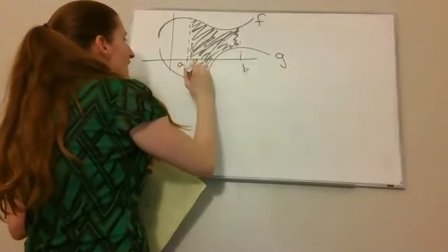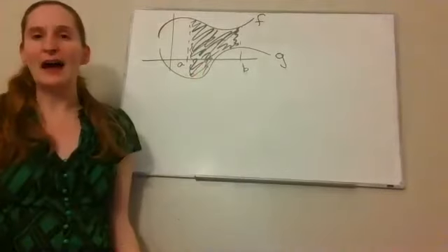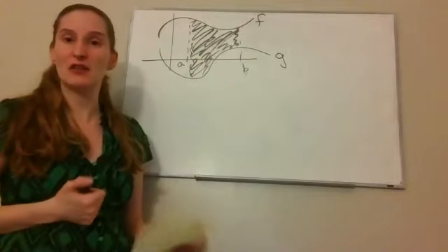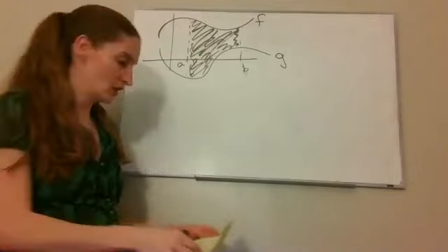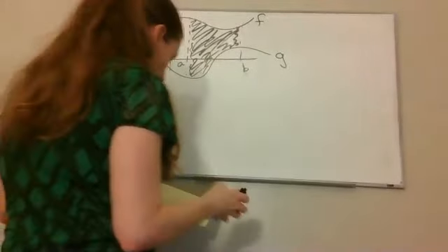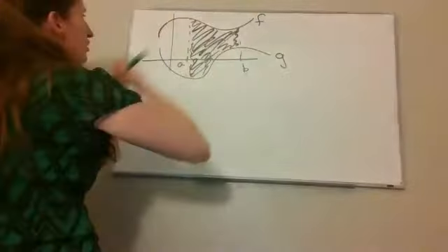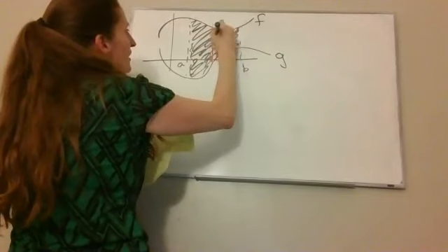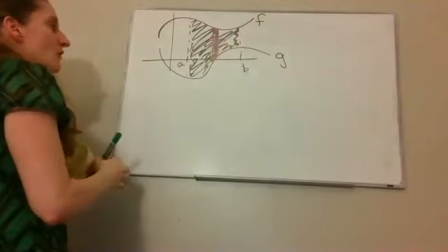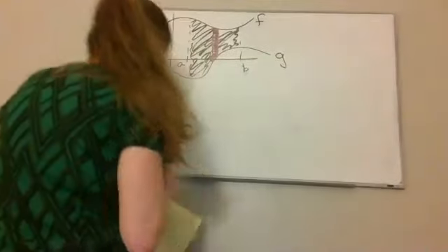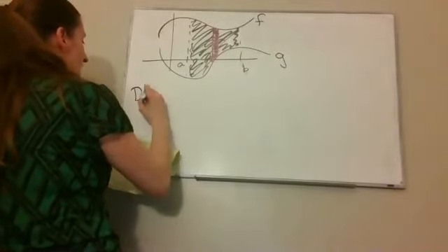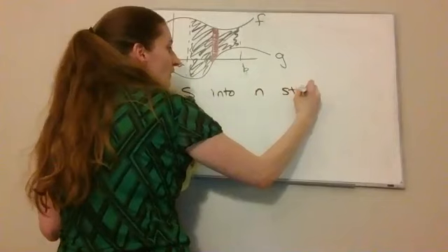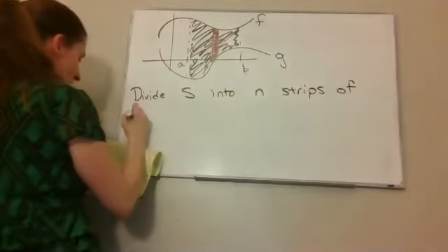And to figure out this area, what we're going to do is divide this region S up into n different strips, kind of like we did when we learned how to do just a definite integral of one function. So let's divide our S into strips. Let me just draw one generic strip here. So here's one particular strip that we're using, and we're dividing the whole thing up into strips. So we're going to divide that area S into n strips of equal width.